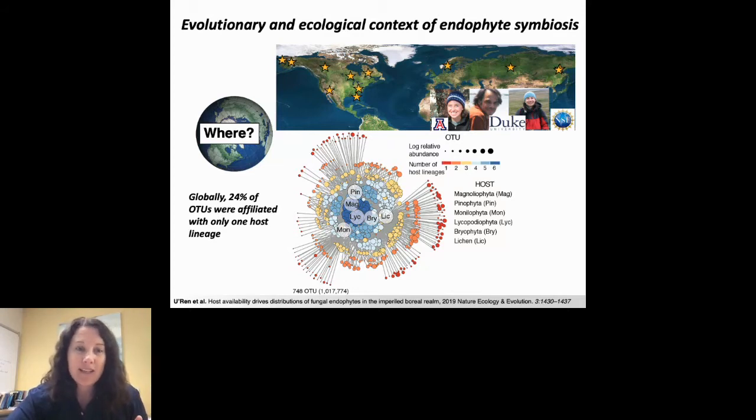What's interesting about this is that these red circles around the outside appear to be host specific. What we found is that often these endophytes can be both host specific and specific to a particular geographic region. So we really have these endemic, host-specific endophytes.